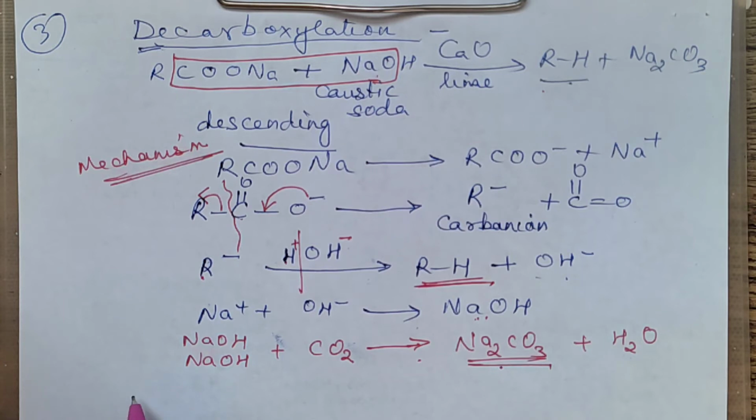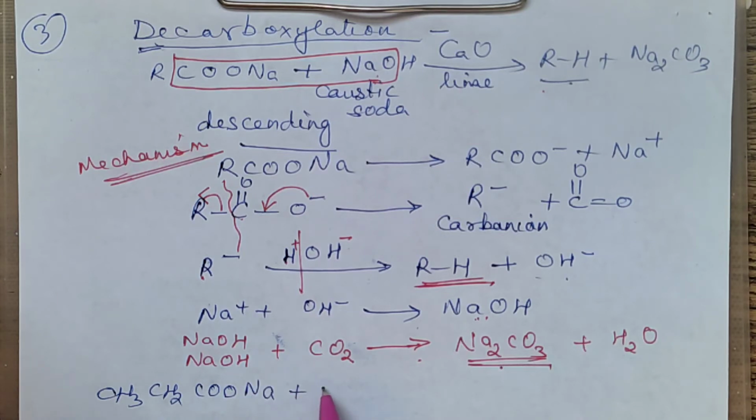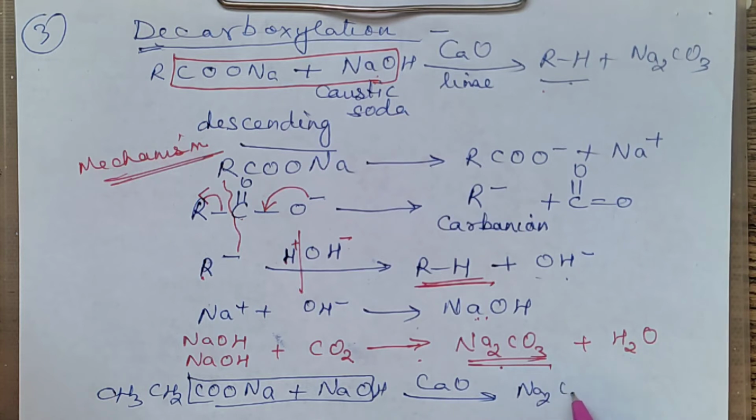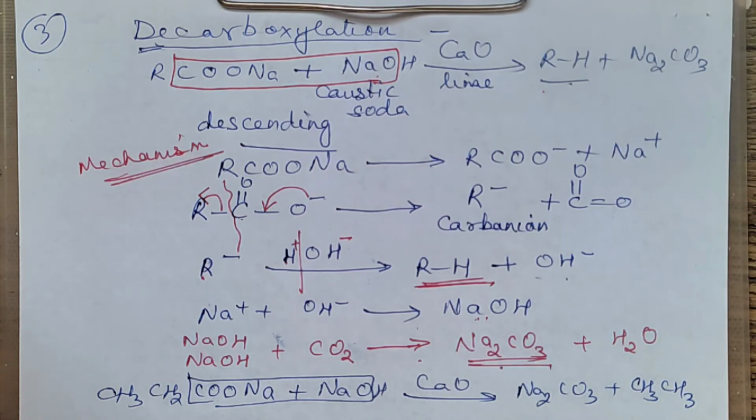Suppose you want to carry out decarboxylation with a 3 carbon atom salt, say this one you are taking. And of course you are carrying out the reaction with soda lime in the presence of CaO. For writing, you will just write that sodium carbonate, Na2CO3, is formed. Apart from that, the alkane with 2 carbon atoms is formed, that is ethane. Okay, this is decarboxylation. So please remember this reaction properly. It will be required for making an alkane with a lesser number of carbon atoms.